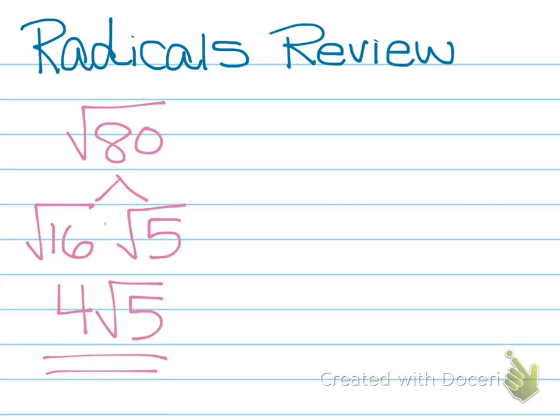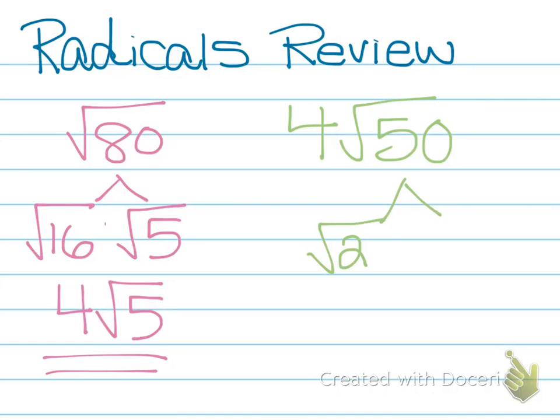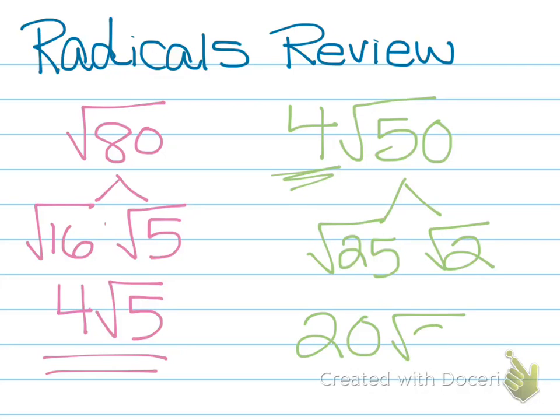Alright, now, if I gave you another example where you had a value already out in front, again, you would ask yourself, okay, what multiplies to give me the square root of 50? What multiplies to give me 50 that contains a perfect square? And that would be the square root of 25 and the square root of 2. So, since the square root of 25 turns into 5, and there's a 4 out in front, you just multiply 5 times 4, you get 20, and then square root of 2.